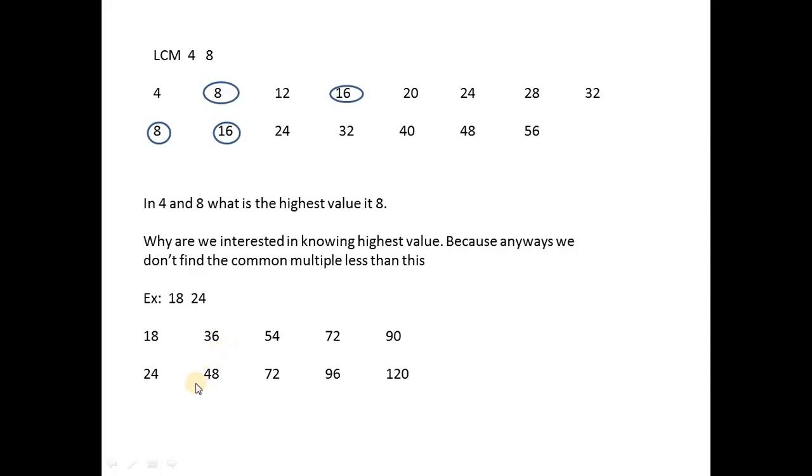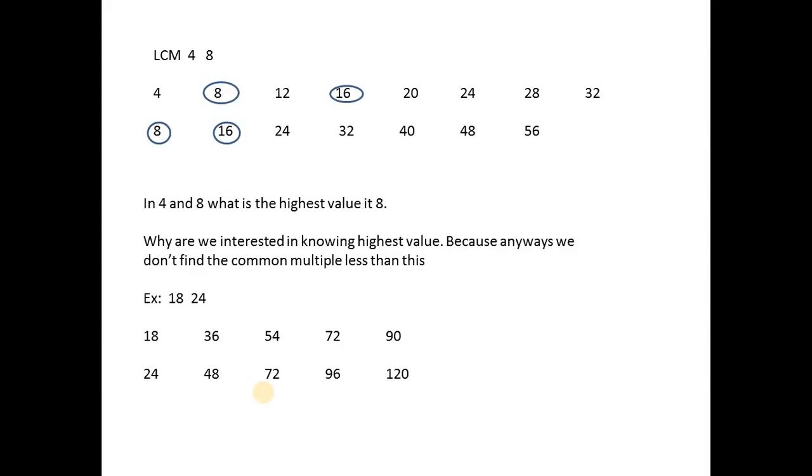At a particular point it will come to 48, where 48 is divisible by 24, but 48 is not divisible by 18. Then it comes to 54. 54 is divisible by 18, but 54 is not divisible by 24. Again we go on until we get 72. 72 is divisible by 18? Yes. 72 is divisible by 24? Yes. So both are yes, and this becomes your common multiple. What is the least common multiple of 18 and 24? That is 72.